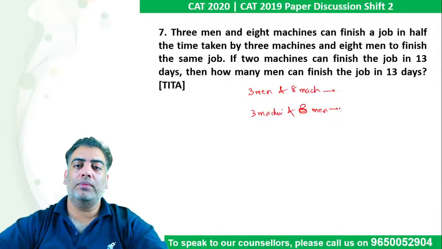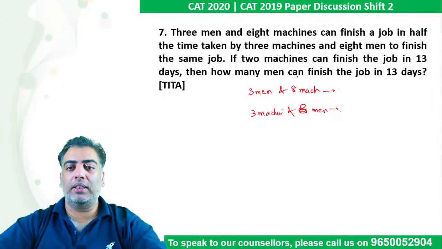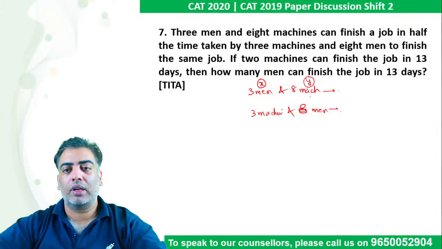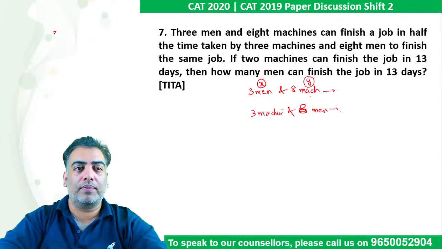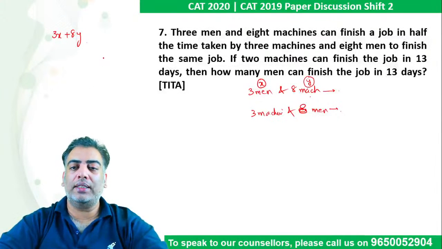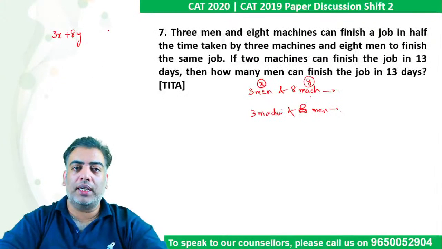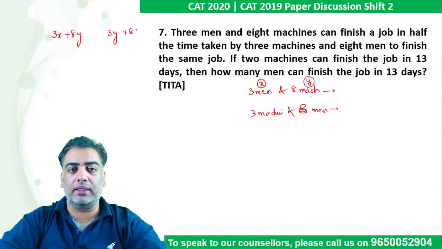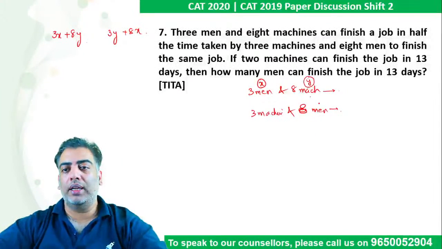So now let's assume that work done by each man is x units. Work done by each machine is y units, right? So work done by 3 men will be 3x and work done by 8 machines will be 8y. Likewise, in second case, work done by 3 machines is 3y and work done by 8 men will be 8x. As it is given to me that this first group took half the time as compared to the second team.